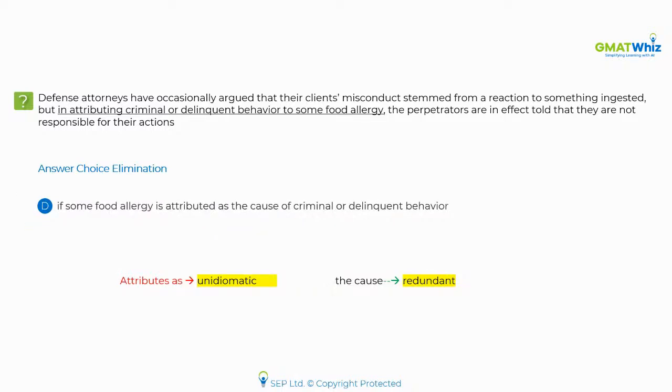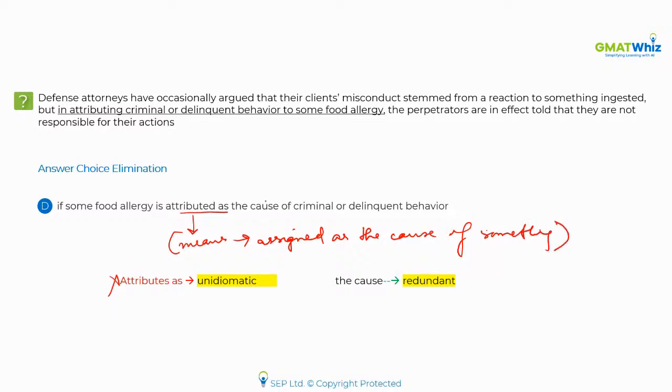Let's look at D. "Attributed as" is incorrect, guys. It's unidiomatic. Secondly, if you're saying attributed, it means assigned as the cause of something. Okay. So if you're already saying attributed, then this becomes redundant. So D is also out.